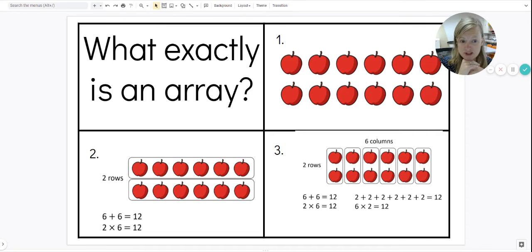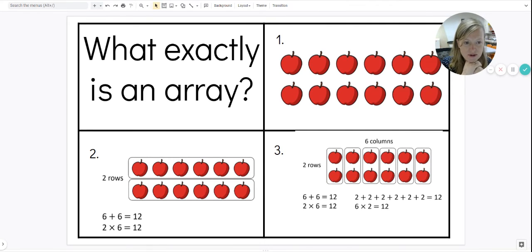So let's look at number 2. It's the easiest way, starting with rows. We have 2 rows. And in each row, there are 6 apples. So as a repeated addition sum, we say 6 plus 6 equals 12. And as a multiplication sum, we say 2 multiplied by 6 equals 12. But we can also look at it the other way because arrays are commutative.